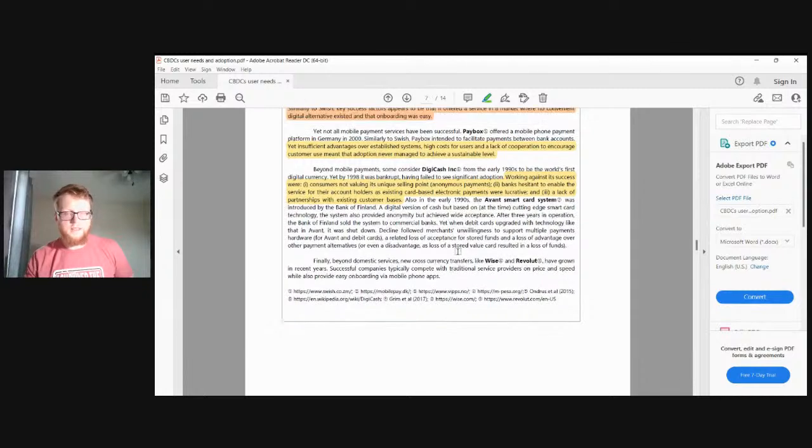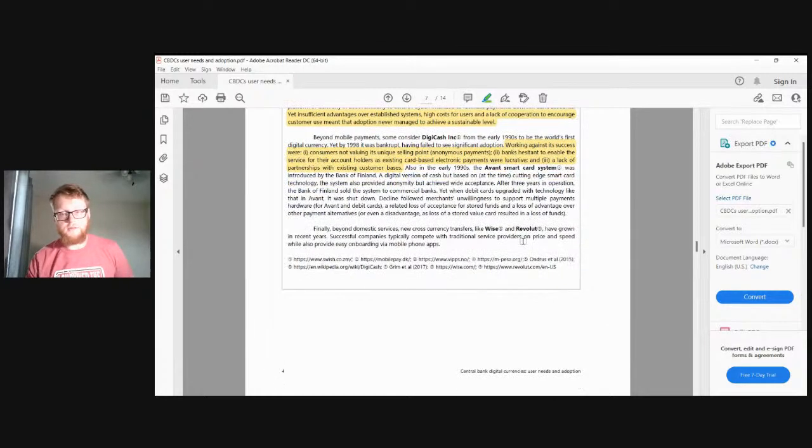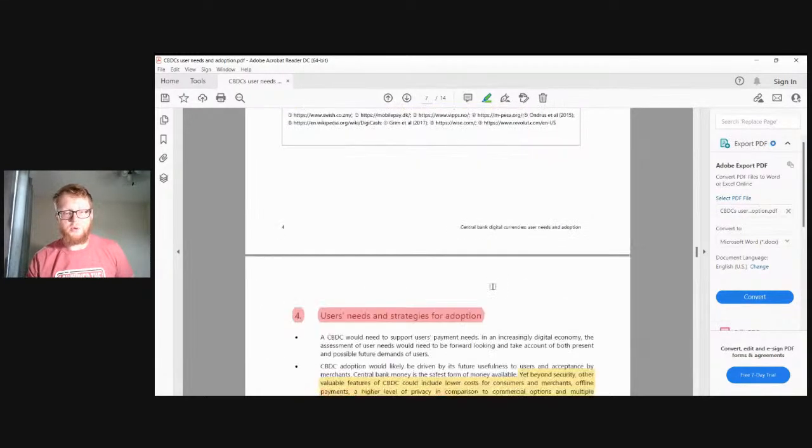So essentially working against its success were, and it gives 3 examples. One, consumers not valuing its unique selling point, which was anonymous payments. And this is also with respect to something called DigiCash from the 1990s. And 2, banks hesitant to enable the service for their account holders as existing card-based electronic payments were lucrative. And 3, a lack of partnerships with existing customer bases, right? And there's a few other examples. It looks like there's 9 in total that they used.